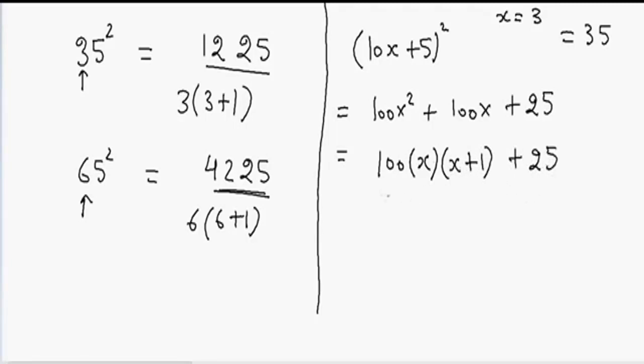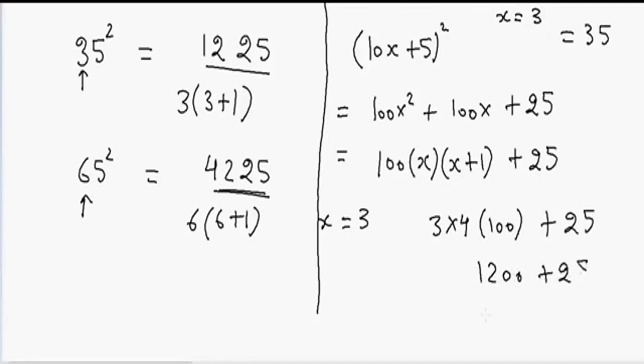As you can see, we are taking the first digit and multiplying it by the number one more than it, multiplying by 100 and then adding 25. So if x is equal to 3, we get 3 into 4 into 100 plus 25. That gives 1200 plus 25, so we get 1225. This is how the trick works.